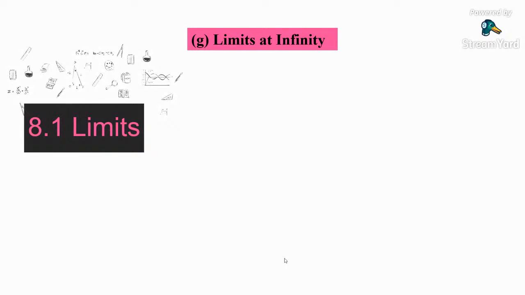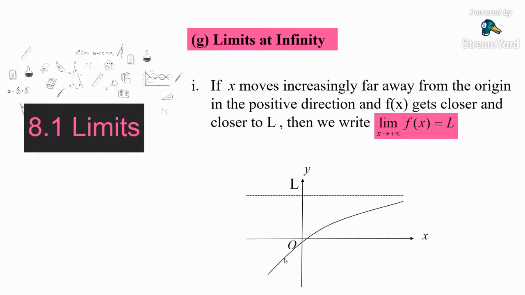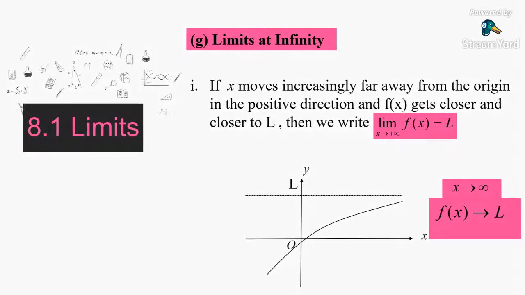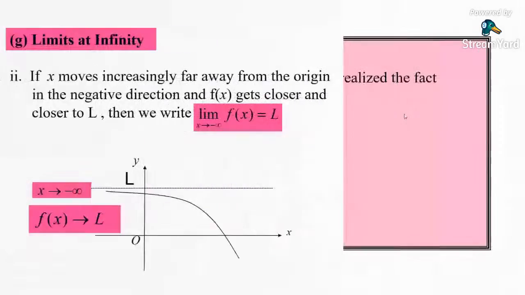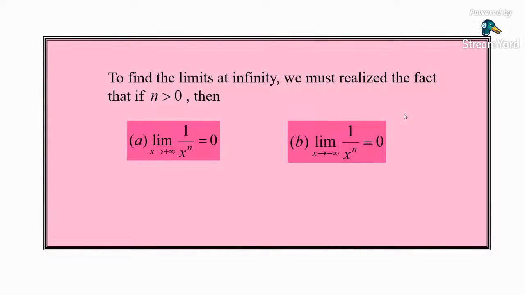So this is the limit at infinity. Basically we want to calculate the limit as x approaches positive infinity for f(x). What we need to know is that the limit as x approaches positive infinity of 1 over x to the power of n is actually equal to 0. And another one is that the limit as x approaches negative infinity of 1 over x to the power of n is also equal to 0.